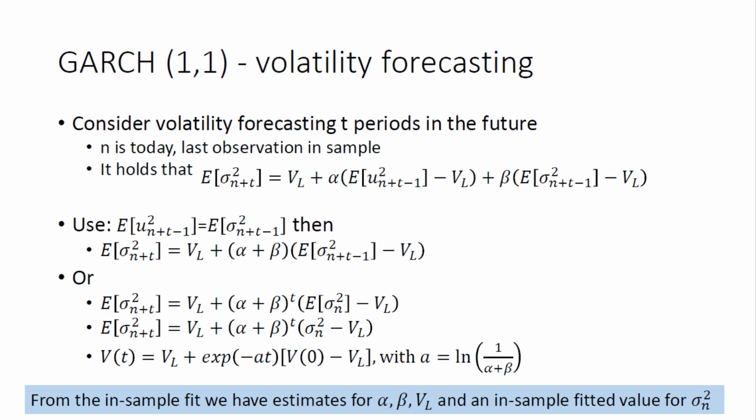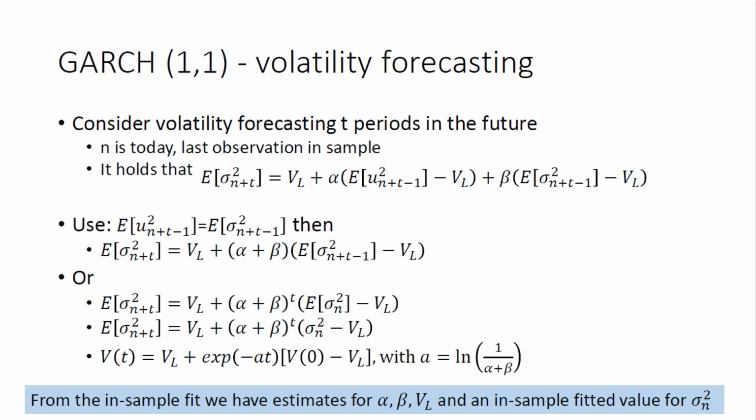So I have then that the expected value of my variance in the future at time n plus t is equal to the unconditional long-term variance VL plus alpha plus beta to the power t times the last observed variance in sample, sigma n squared, minus VL. So really, everything is known now. The only thing that is unknown is the time t. That's the moment where I want to determine the value.